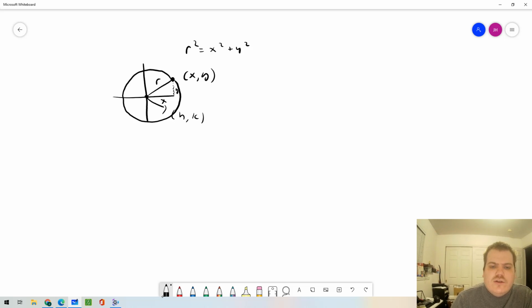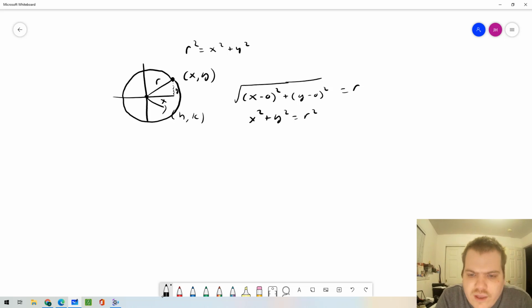Or I can plug it into the distance formula, and I would get the square root of x minus 0 squared plus y minus 0 squared is equal to r. To get rid of the square root, I square both sides because r is that distance. This is just x squared, that's just y squared, so I end up with x squared plus y squared is equal to r squared.